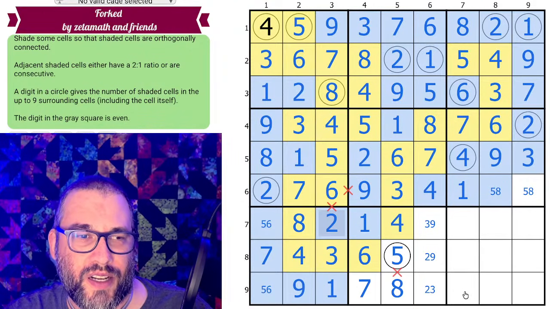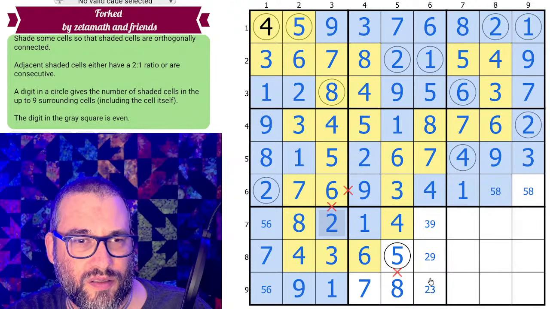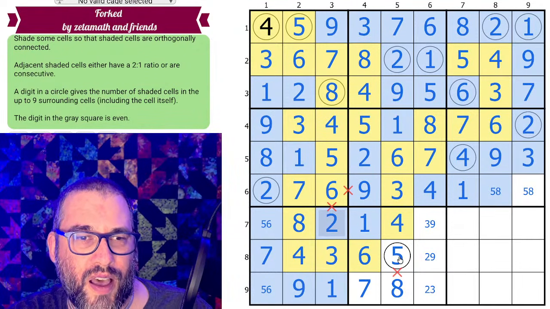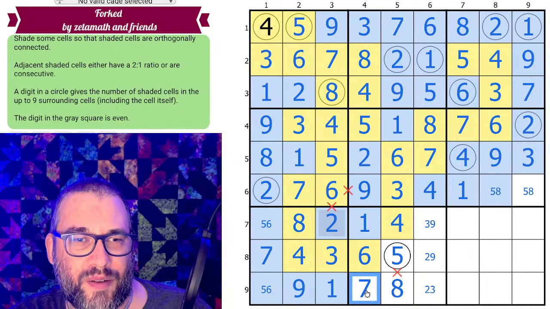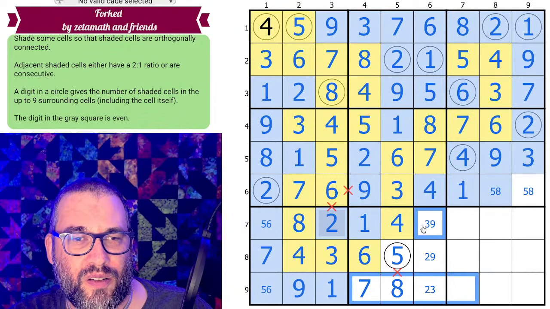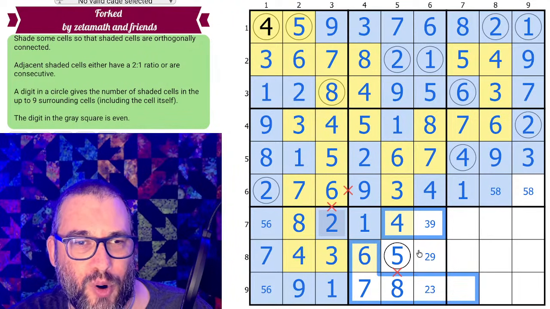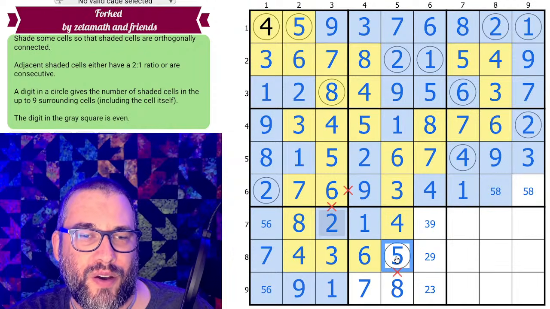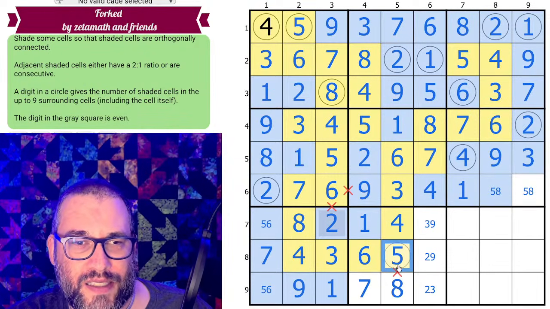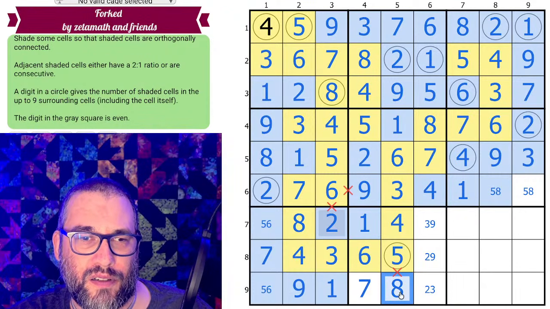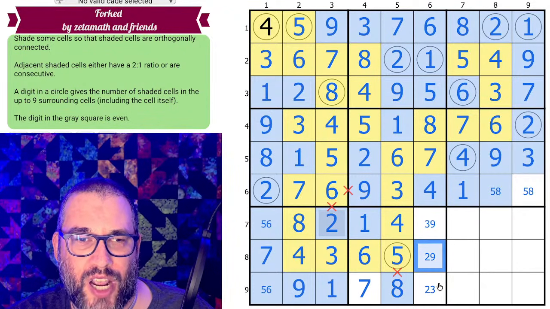These don't connect. If this is not shaded, then by connectivity, we get at least these cells shaded, which is already more than 5. So the 5 is definitely shaded. So the 8 is unshaded. This can't be shaded.